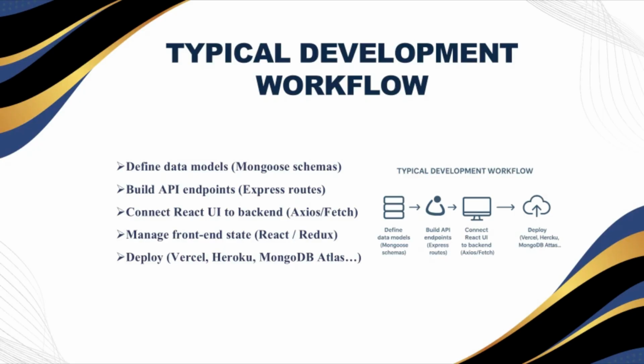A typical MERN development workflow starts by defining your data models using Mongoose schemas. Next, you build out your API endpoints with Express routes, which connect your backend to the outside world. Then, you link your React frontend to the backend using tools like Axios or the Fetch API to send and receive data. To keep everything organized on the front end, you manage the application state using React's built-in state or libraries like Redux. And just like that, your full stack app is ready to go.